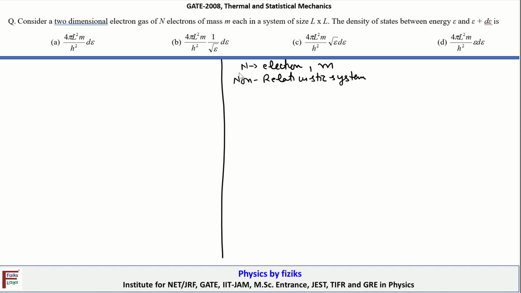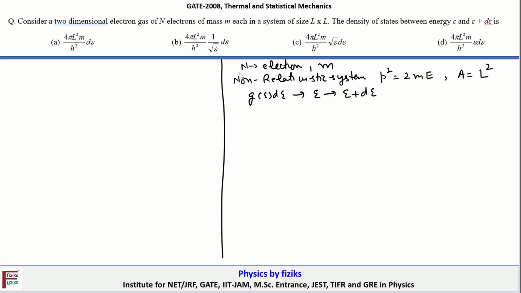Which implies that the momentum-energy relationship p square equal to 2mE will be valid for this system. And it is confined in a system of size L by L. It's a two-dimensional system, so the area of this system is equal to L square. We need the density of states between the energy range E to E plus dE. So that means we have to find the g(E) dE in the range E to E plus dE. So that's our objective.